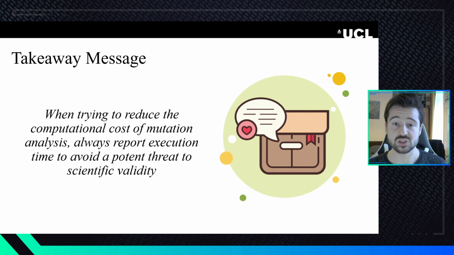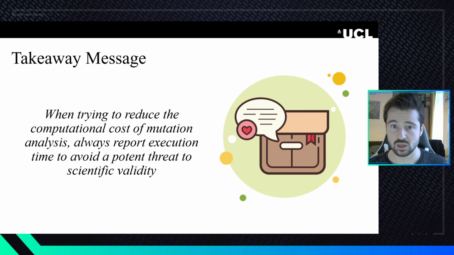Alright, so after all the results that we found, the takeaway message that we want you to take home now is, when trying to reduce the computational cost of mutation analysis, always report execution time to avoid a potent threat to scientific validity. It sounds simple, but the vast majority of papers in the literature, they do not do that.